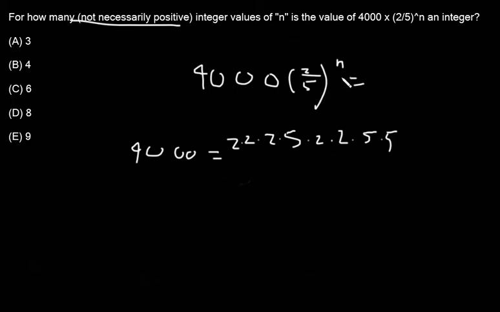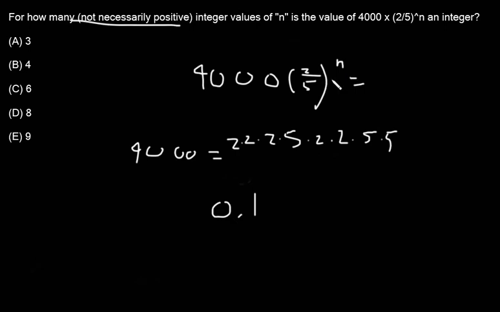So let's start off with the number 0. If we plug in 0, well, that's just 4,000 times 1, and that's an integer. So that's one value. If we plug in 1, all we have to divide by is 5. It doesn't matter about this 2 right here. So we divide by 5, and we know that's an integer as well. That's 800.